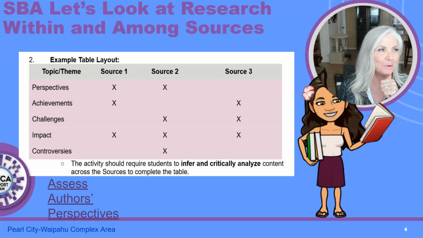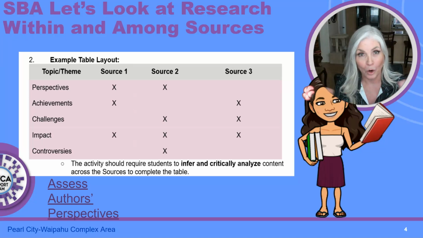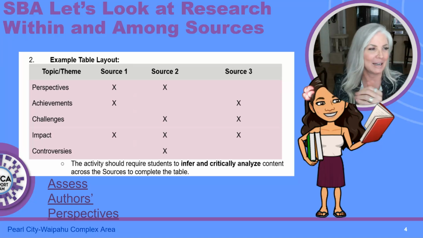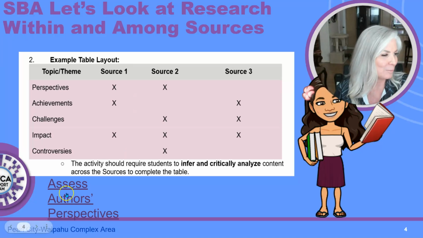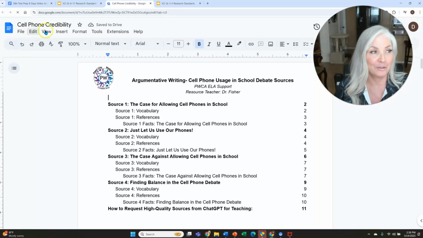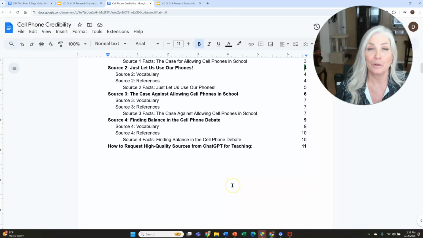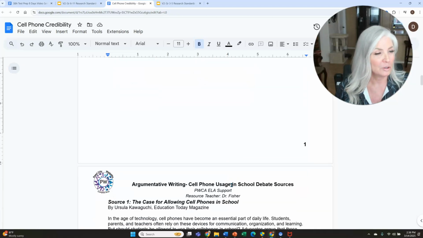So that's how they did it when they were looking at analyzing across text. That means more than one text. So let's look at one, for example. Here we have these sources on cell phone usage in school. It's a debate, right? So looking at this, I see that we have 1, 2, 3, 4 sources for looking at whether or not cell phones should be used in school.